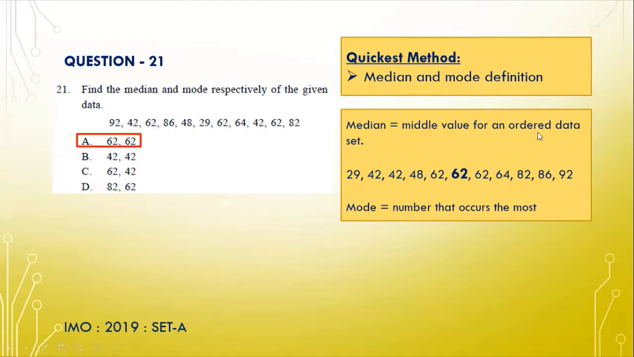It is the middle value for an ordered data set. So if you have sorted this, the middle value is 62. And mode is the number that occurs the most. Which is the number that occurs the most? 62 is the number which occurs the most. So 62, 62 is the answer.